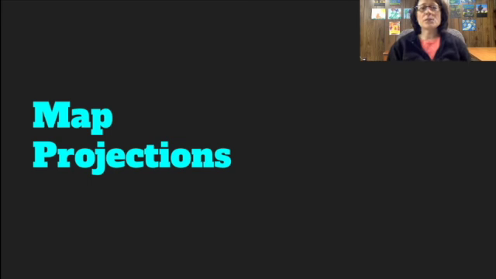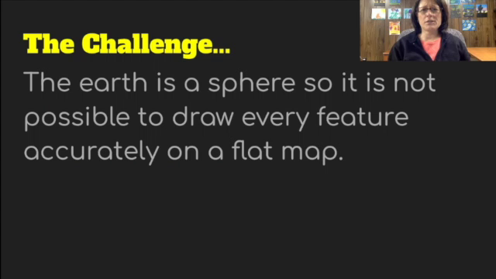There are also what we call different map projections, because the challenge is the Earth is a sphere, so it's not possible to draw every feature accurately on a flat map. This would be like when you peel an orange, you take that peel off, and let's say you have an intact peel, and then you try to flatten it out. It doesn't work so well. You're going to get cracks and stuff in it, right? So that is the challenge with the Earth, taking something that's round and flattening it out. So we have what are called different map projections to show us different things.